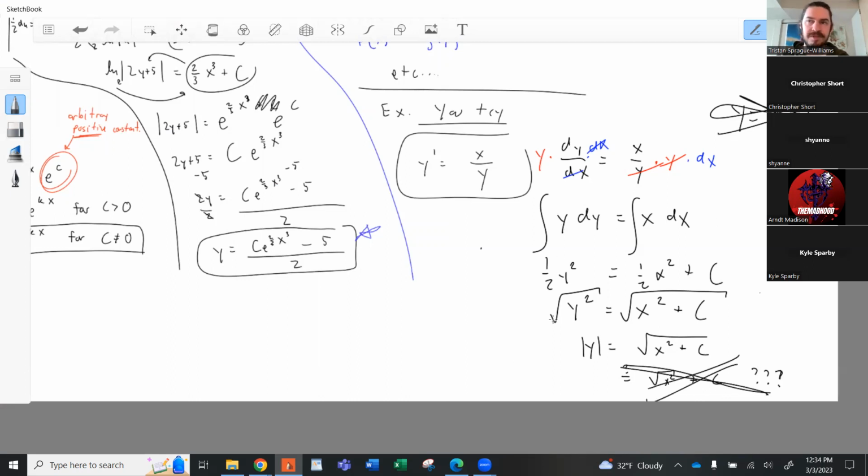You guys made the common mistake of distributing a square root over addition. This is not correct. You can't do that. Same reason you can't distribute powers over addition, right? It doesn't work that way.